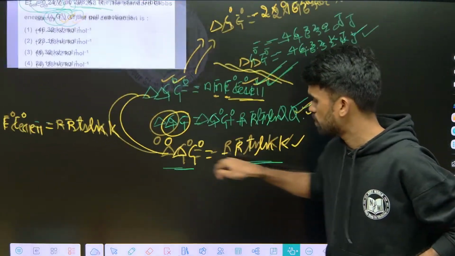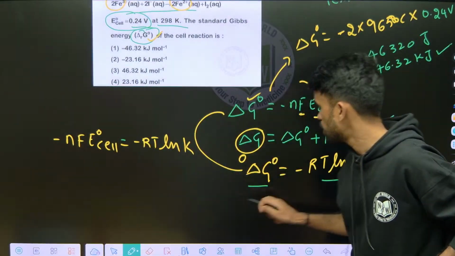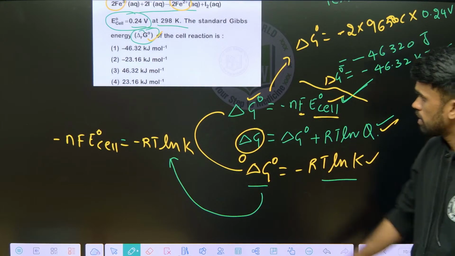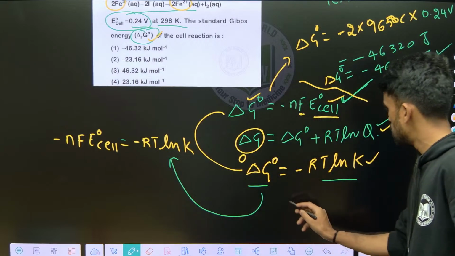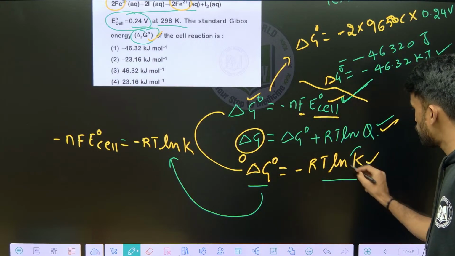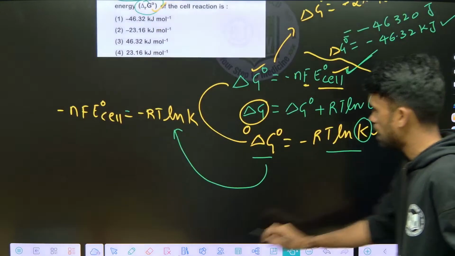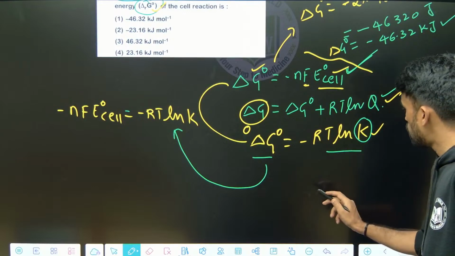From this, can we make a relation like this? Yes, we can make it. So this is one relation, just hold for some time. And one more here, if they ask for K, what can we do? So K can also be calculated like this. Delta G naught is given, and they are asking for K. What do you need to do?